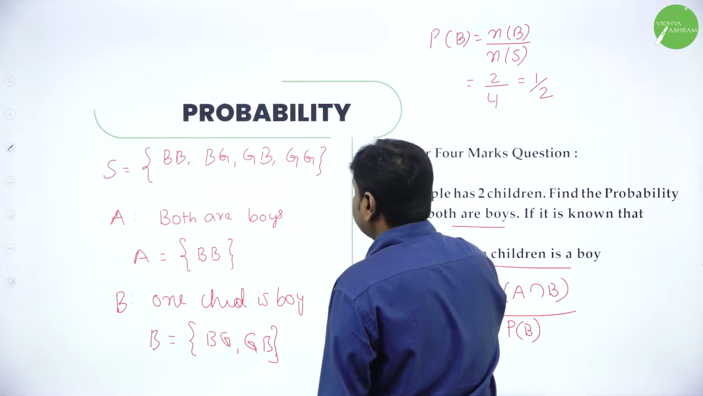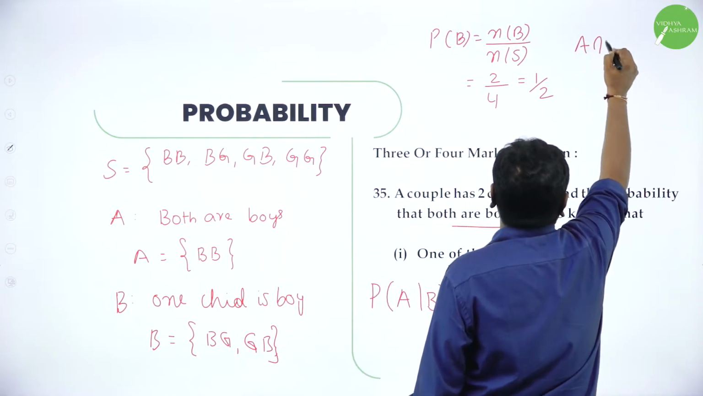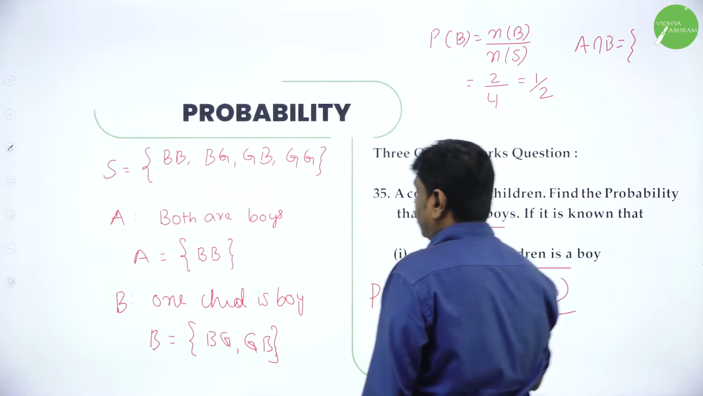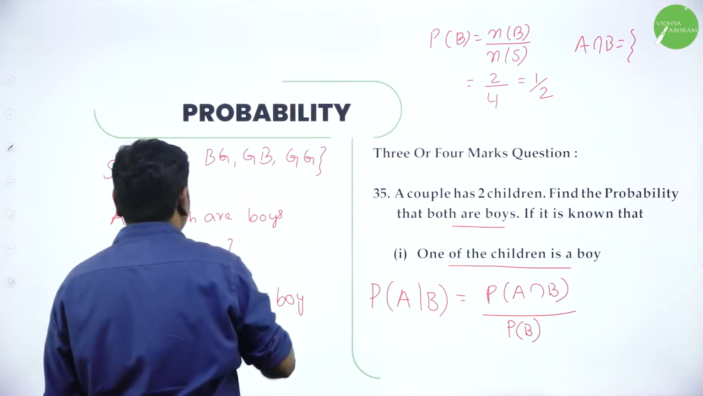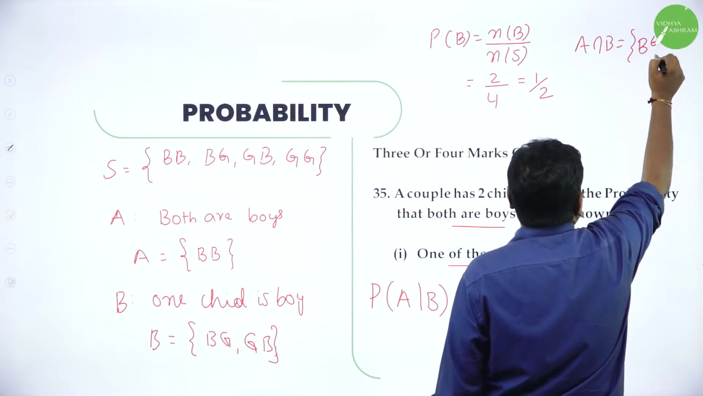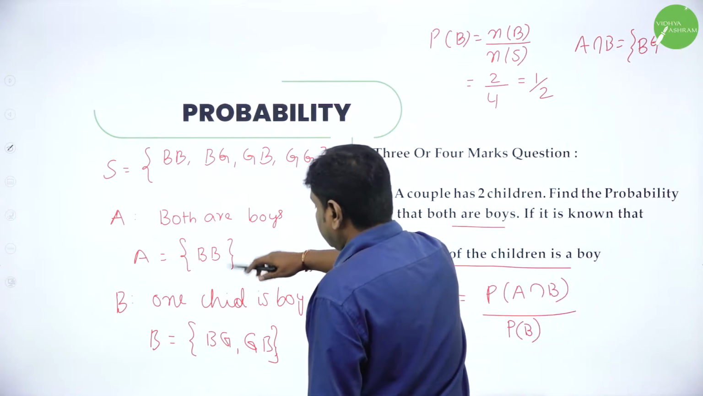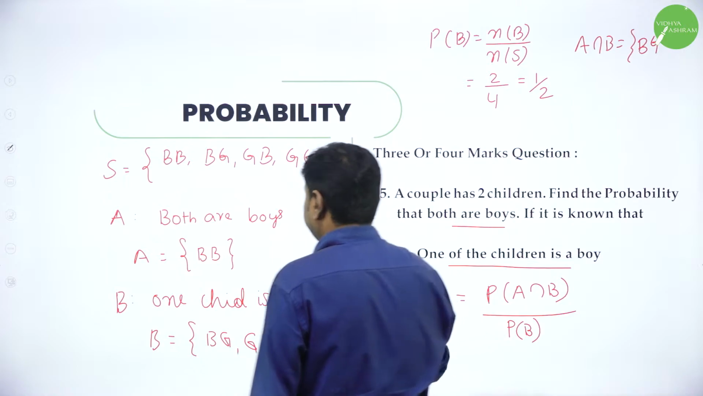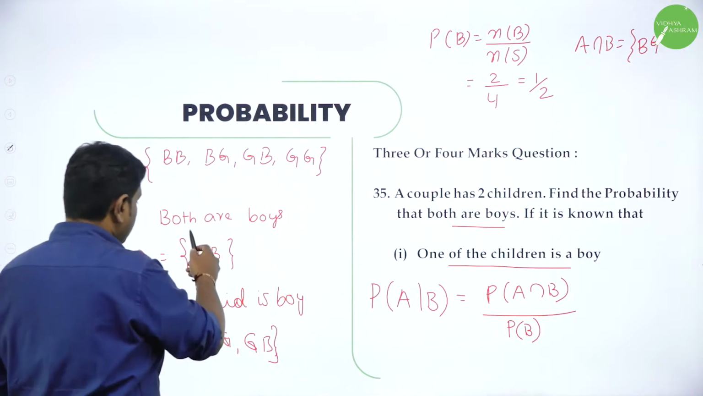And I need A intersection B. A intersection B means what? Common for both. So what are common? BG, GB. Common for both is B, A and B, sorry. For both common, do we have any common? So we don't have common.